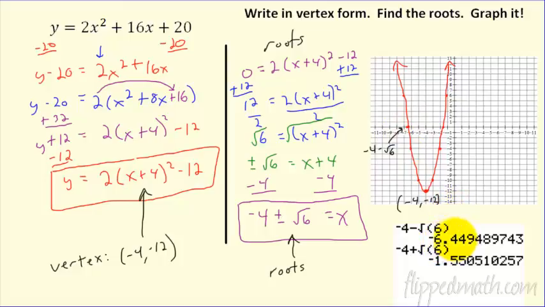It's really -6.449, blah, blah, blah. This root over here, this x-intercept, is going to be -4 plus radical 6. And the approximate decimal value is -1.55. So I also did the 1-3-5 rule, but in this case it's doubled, so it's 2, 6, 10. So I got a lot of points on there, a lot of good stuff. Hopefully you got that right.